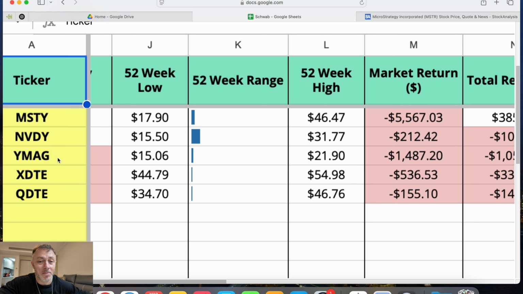YMAG, I'm undecided. I like the big juicy dividends, and it does stay pretty stable, but all the Yield Max funds really struggle in this down market, which means YMAG is going to struggle because YMAG isn't really the Magnificent Seven. It's just the Yield Max funds that trade the Magnificent Seven. They don't trade very good. So we'll see. XETE, QDTE, I'll be adding a lot more to those.